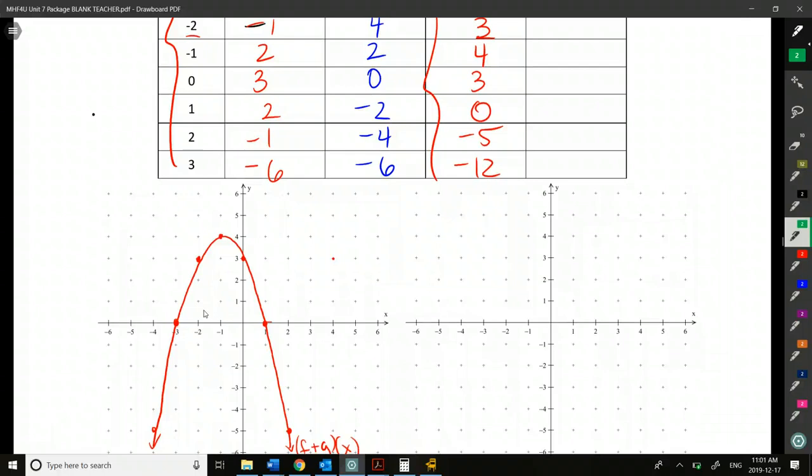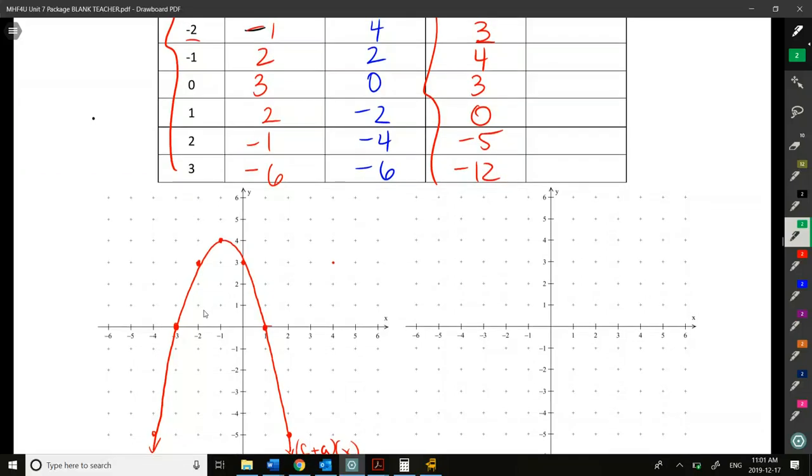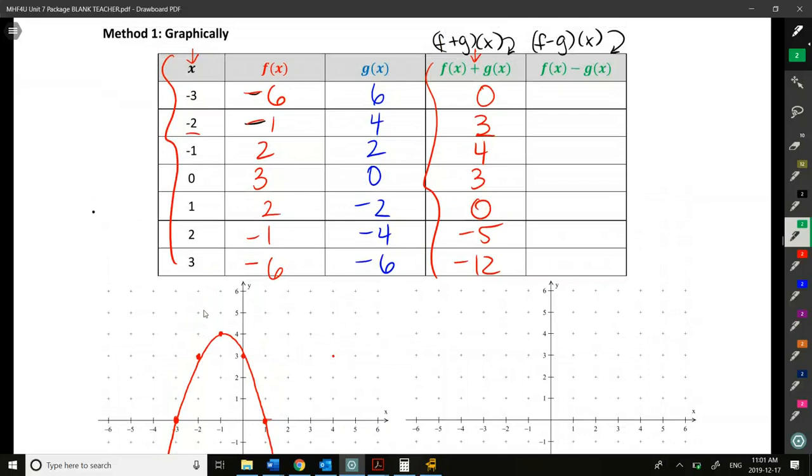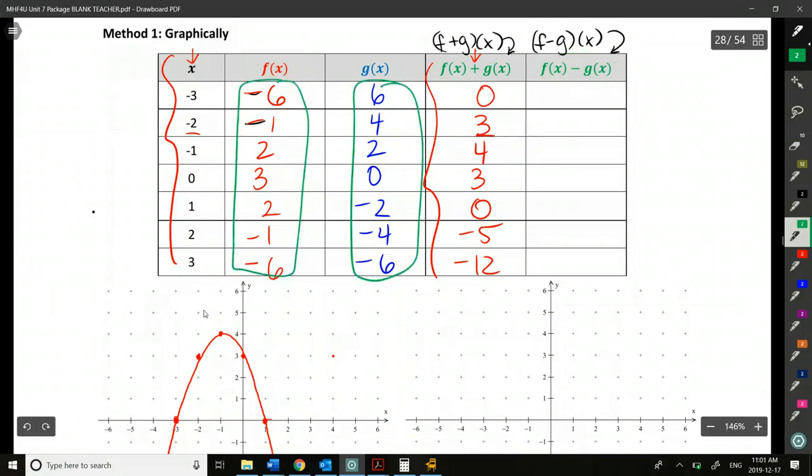All right, so the resulting function that we get here is actually a quadratic. Let's see what happens when we subtract these two functions. When you subtract, the order is actually important here because we're doing f at x minus g at x. I want to take the y's of f at x and subtract the y's of g at x to get my resulting points over here.